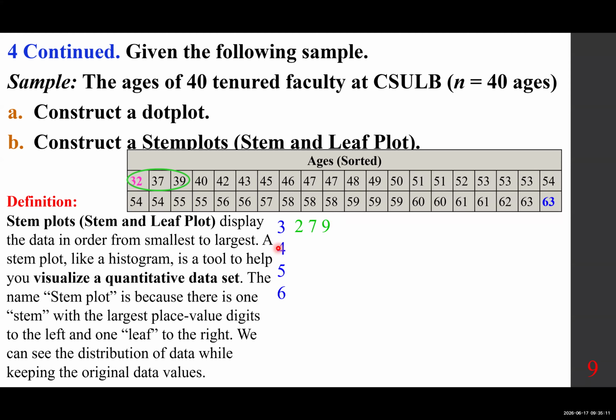Again, what do you see? The ages range from 32 to 63 years. Also, there are more tenured faculty at older ages. So very straightforward, everybody.